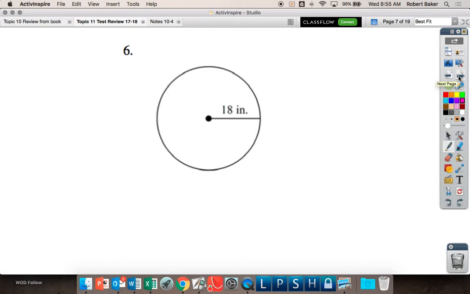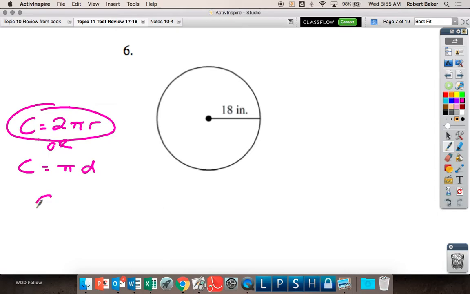All right, find the circumference. Leave your answer in terms of pi. So we have two formulas we can use. The circumference equals 2 pi r, or the circumference equals pi d. Which one are we going to use this time? 2 pi r. So the circumference is equal to 2 times pi times 18. Once you multiply that out, you'll get your circumference in terms of pi, or 36 pi.